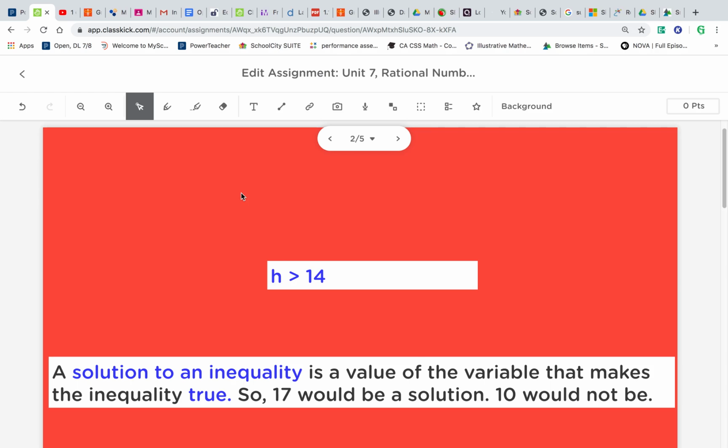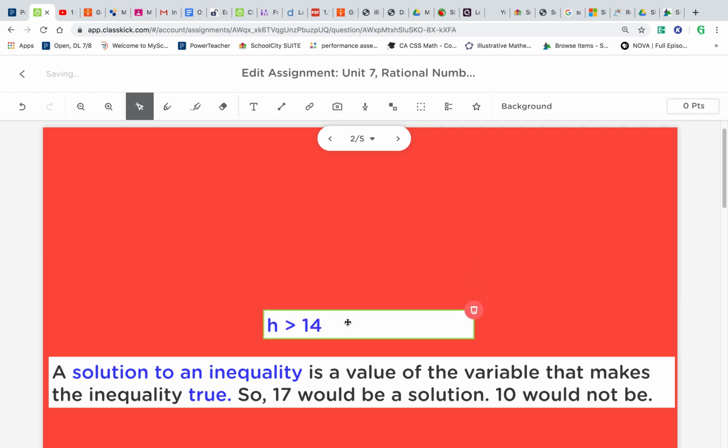Okay, so in class we will have covered this very important detail here. You can see that when we have an inequality like h is greater than 14, we can have an idea about what h must be. So a solution to an inequality is a value of the variable that makes the inequality true.